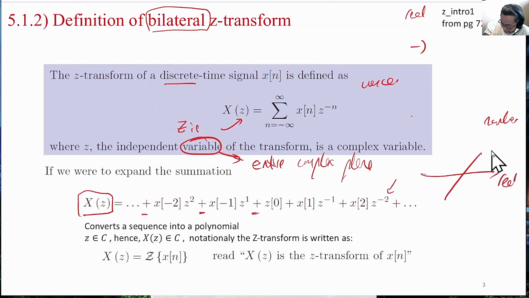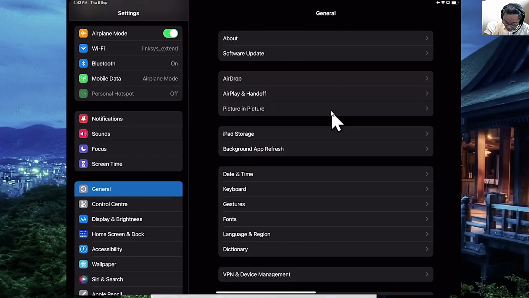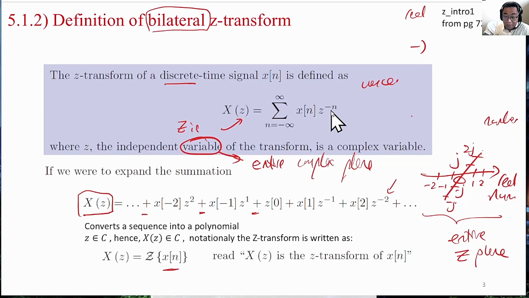So this is the real number. This is 0, this is 1, this is 2. This is minus 1, minus 2. This is j, 2j, minus j, minus 2j. And therefore, this whole thing is the entire z plane, or the complex plane. So to recap, x[n] is the input. Performing Z transform gives us X(z).